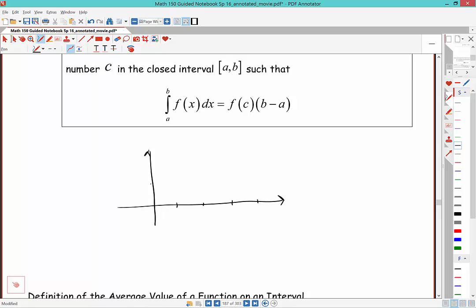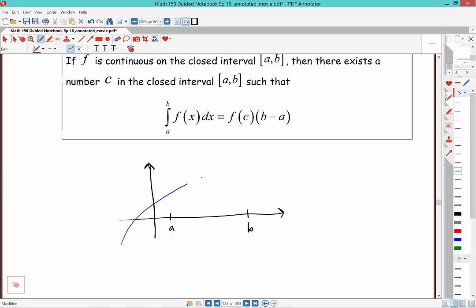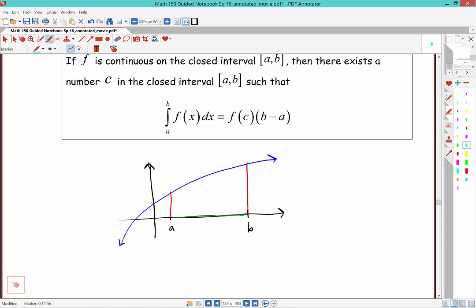So you have something like this, and let's just say that this is a and this is b, and let's suppose that we have this curve here. If we were to make a picture of the area represented, it would be these vertical lines here, bounded by y equals 0 right here, and our area would look something like this.